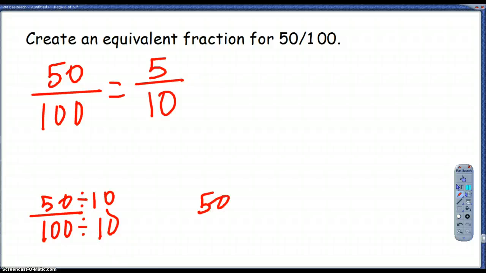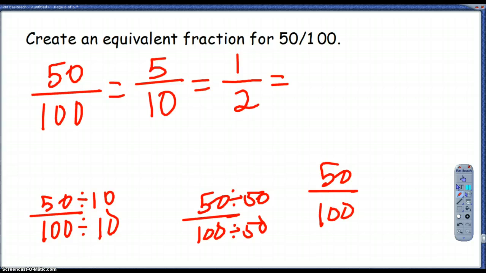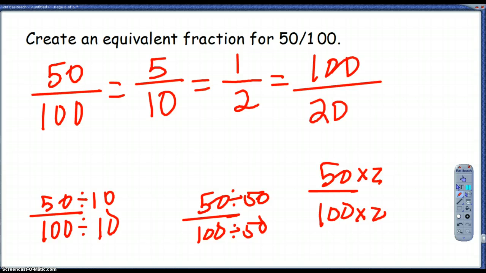Now I could also divide both of these by 50. 50 divided by 50 is 1. 100 divided by 50 is 2. Now, of course, I can also multiply 50/100 by an amount to make it bigger. So let's multiply both of them by 2. 50 times 2 is 100, and 100 times 2 is 200.